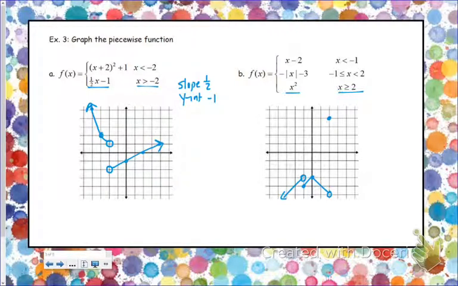But x squared is a parabola. The vertex is at 0, 0. So this graph is actually going to continue up that way. I don't want to make that look like the vertex. It's going to continue up, curved like that. So just remember, if I were to have the whole graph, it would have been there. But I don't need that orange part because I'm only graphing where x is greater than or equal to 2.